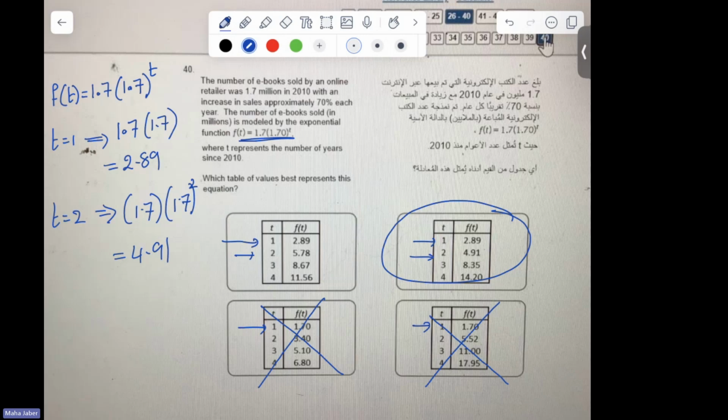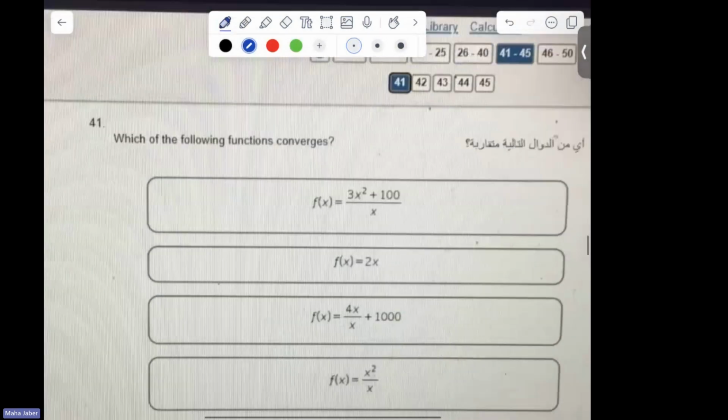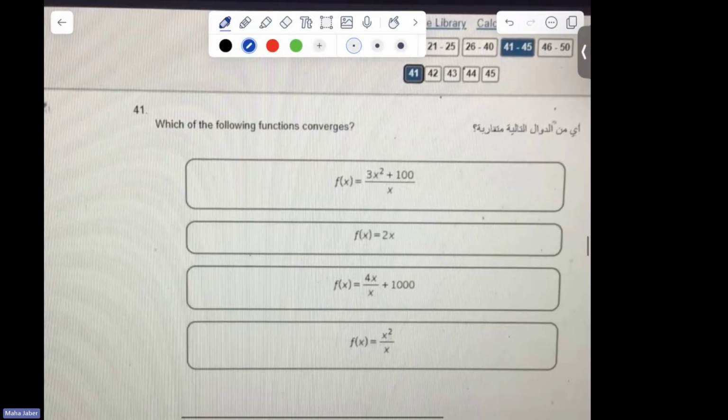Okay? Now we come to a calculus. We're still not in the calculus questions. He's asking you which one of the following converges. Converges means that it has a result when it goes to infinity. Let's go to infinity. We imagine in infinity, we will take the highest power and we see what will happen.